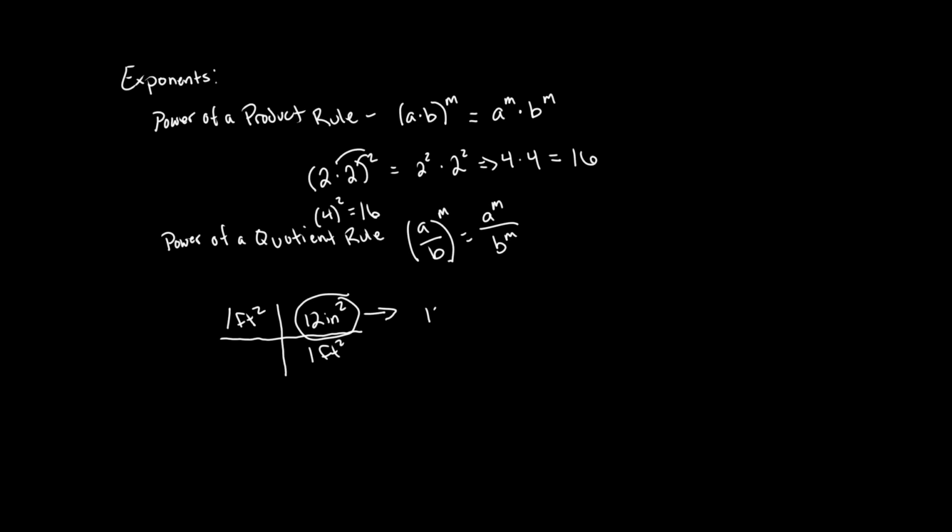Right here, we have to use our power of the product rule. That's going to be 12 inches squared, and we carry it down. And that becomes 144. Well, here, let's not solve it just yet. Let's say it's 12 squared times inches squared, which becomes 144 square inches. Now, this makes sense if you think about it.